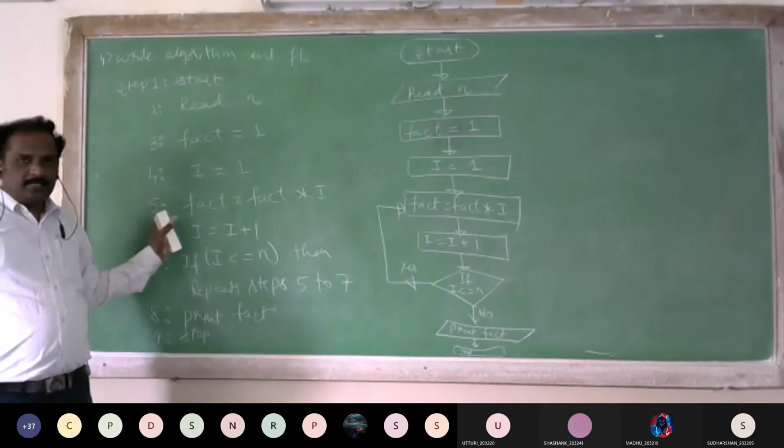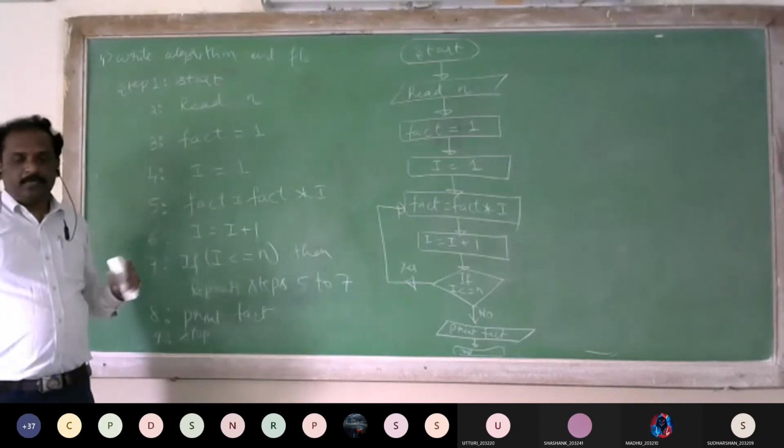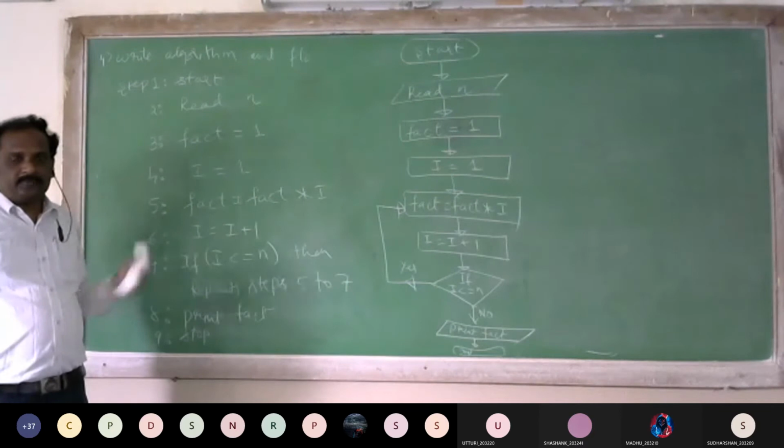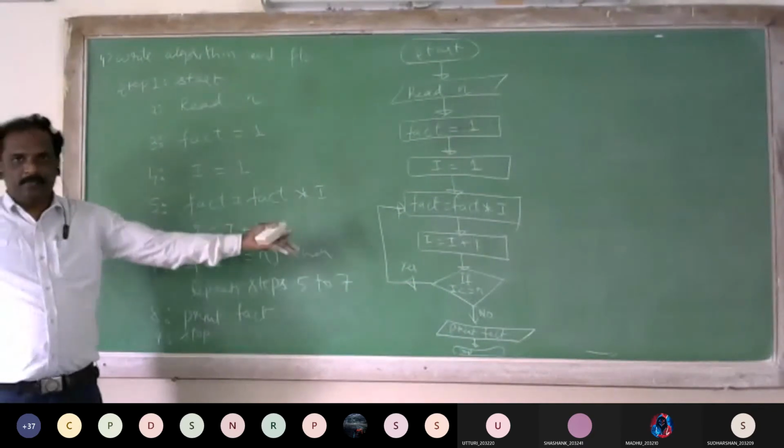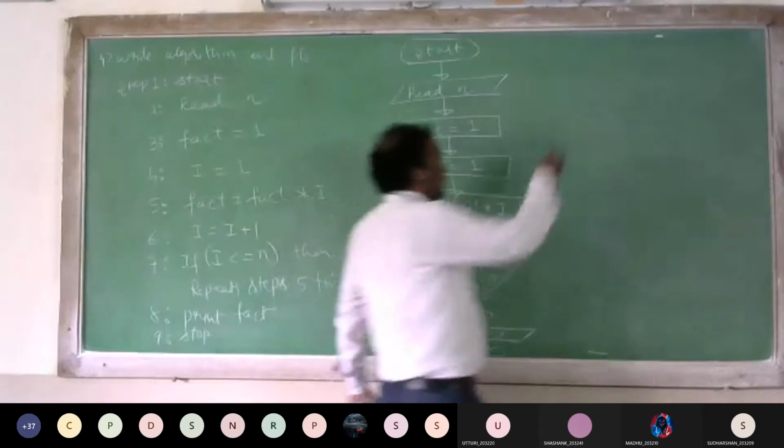Now, this is the algorithm, and that is the flowchart we have written. But we don't know whether we will get the correct answer for all the values of n. Now, we will trace with some values. This is the tracing.